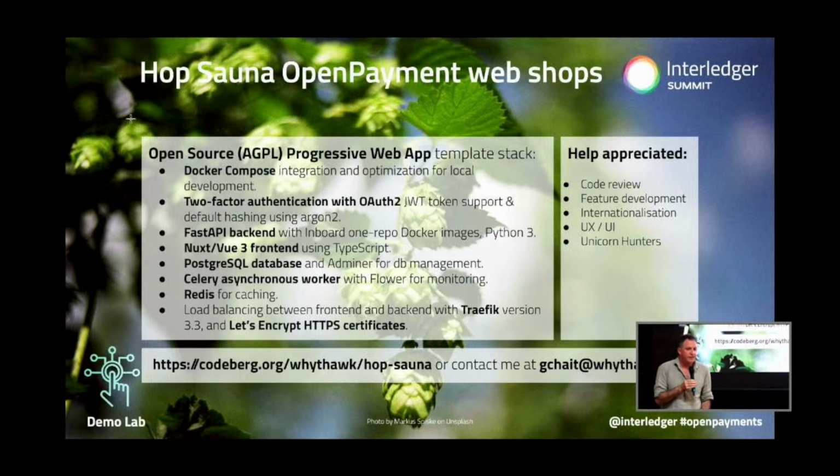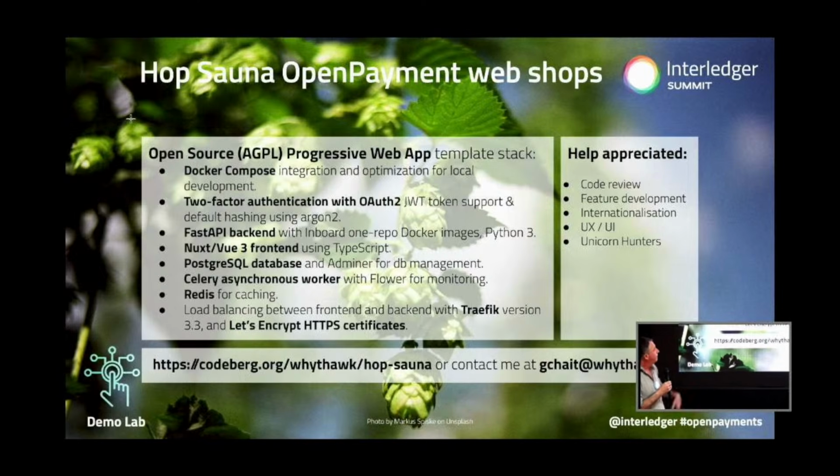It's written in Python on the back end using FastAPI as the web framework. It uses Nuxt, Vue, TypeScript on the front end. There's a Postgres database, Celery for asynchronous tasks, Redis, all these types of things. It's in Docker, which means you can deploy it in 10 minutes. There's a lot of documentation, but a lot more documentation is needed, and HTTPS is built in.